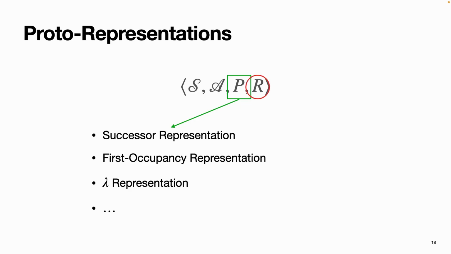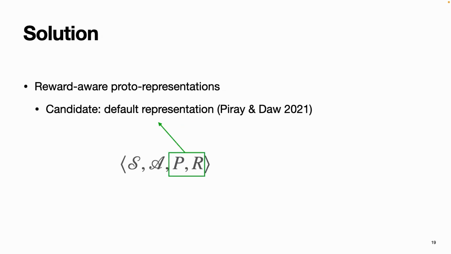But the problem, as I just said, is that they're reward agnostic. And the solution, of course, is to use something that is reward aware. The particular candidate that we studied in our work is the default representation, which captures both the transition dynamics and the reward function. And now I'm going to explain how the DR, or the default representation, is able to do that.